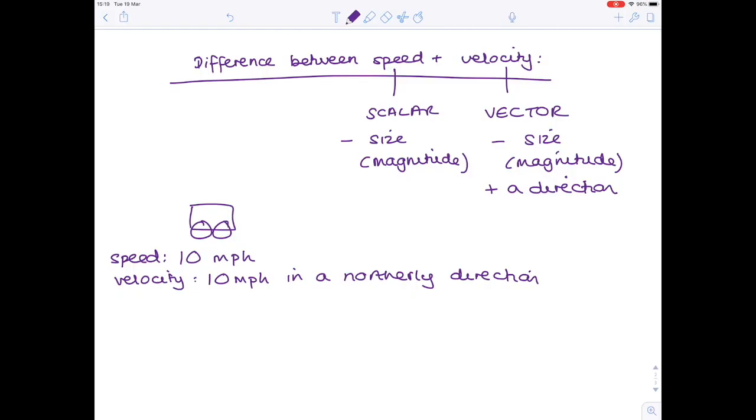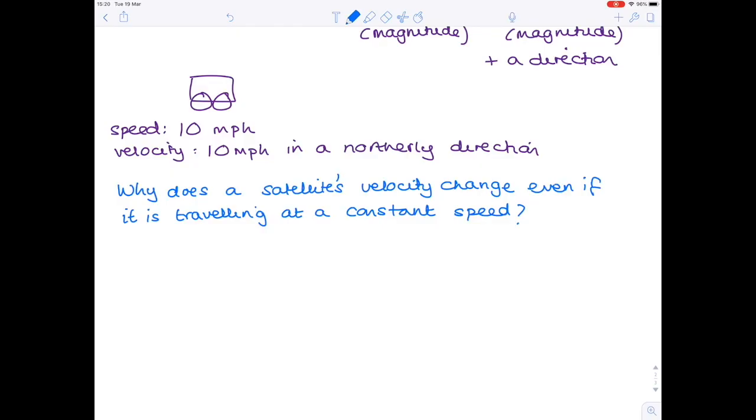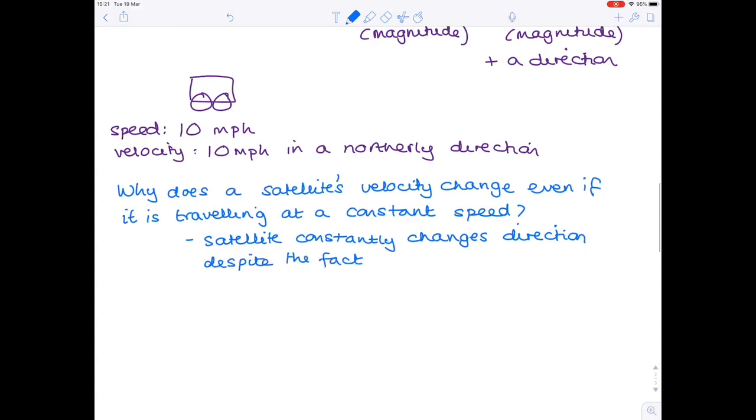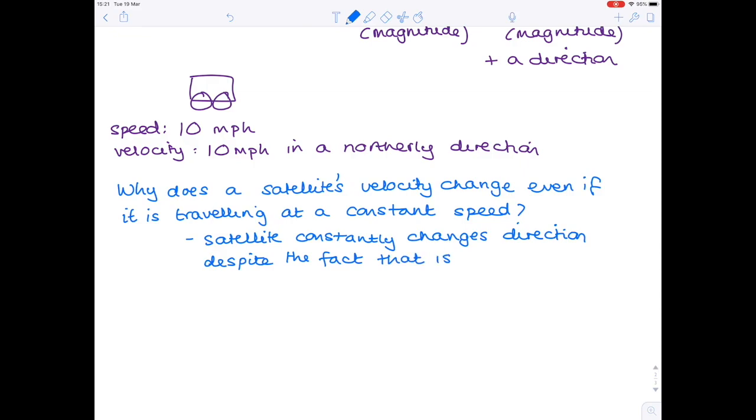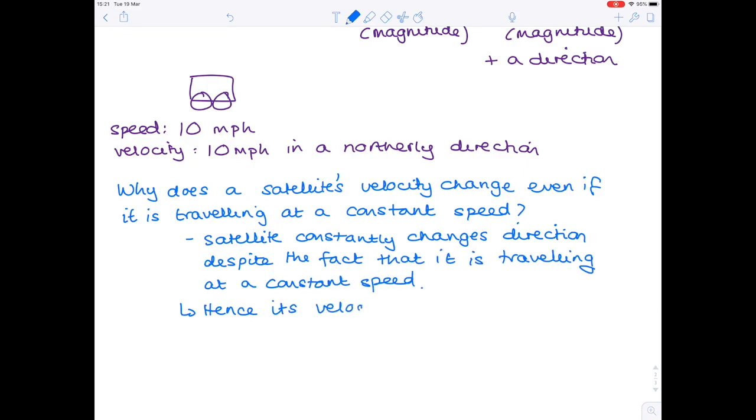So going back to our initial question, which I'll write out again: why does the satellite's velocity change even if it is travelling at a constant speed? This is because the satellite constantly changes direction, because it's moving in a circle, despite the fact that it is travelling at a constant speed. Hence, its velocity is changing.